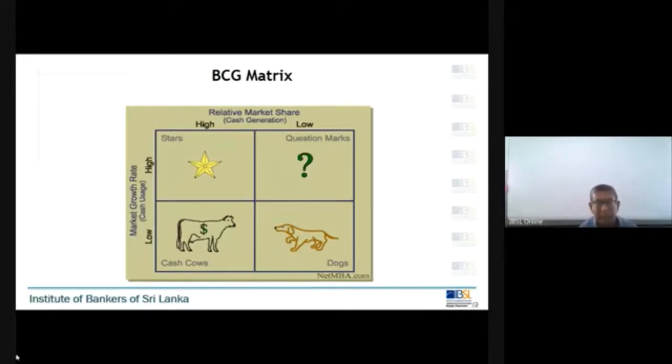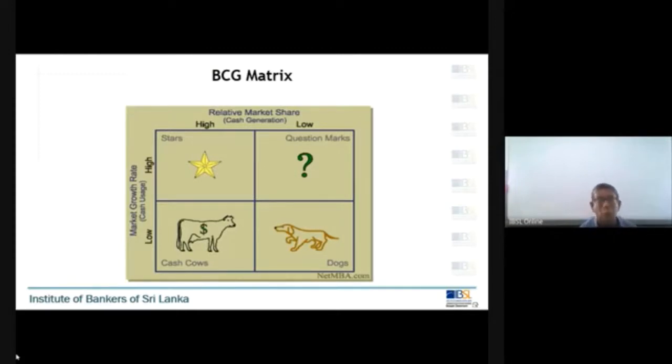Why is it called matrix? Now, this was developed by Bruce Henderson of BCG, Boston Consultancy Group's management organization in USA. It's an education organization where a lot of Harvard businesses like that. Sri Lanka also has Boston Consultancy representatives here, and they give services to Bank of Ceylon as well, and some other banks. And this concept was developed in the early 1970s.